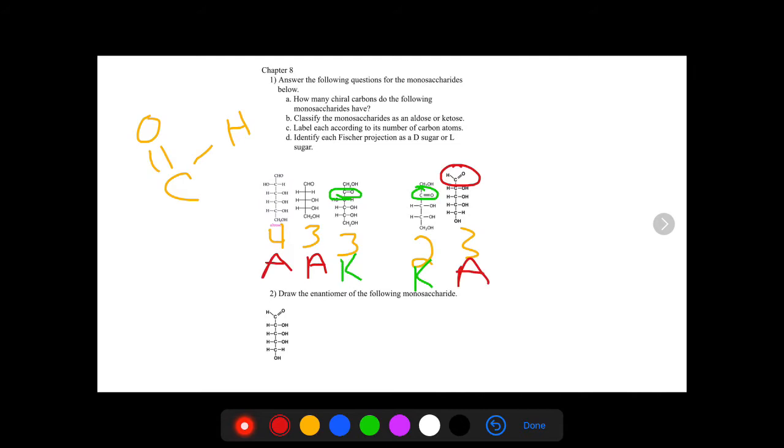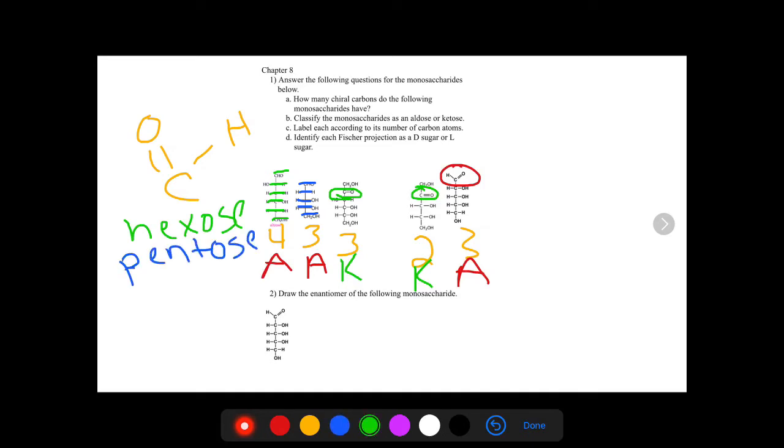Part C says label each according to its number of carbon atoms. So you're just going to count the carbons in the chain. So for this first one, we have 1, 2, 3, 4, 5, 6. So 6 carbons, so it'd be hexose. I don't really have any room to write that, but hexose for the first one. And then the second one, we have 1, 2, 3, 4, 5. So that would be pentose.